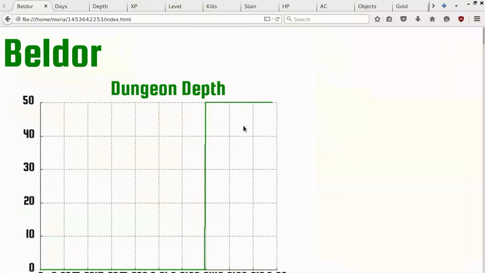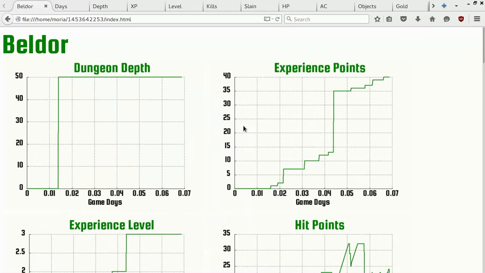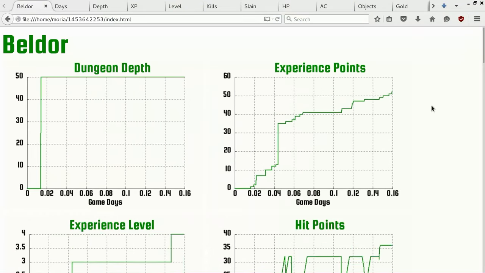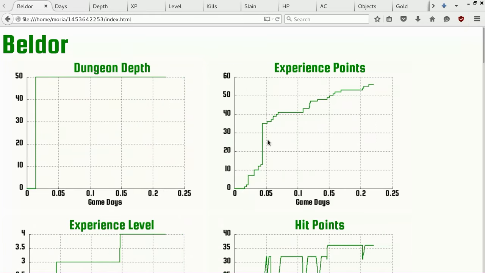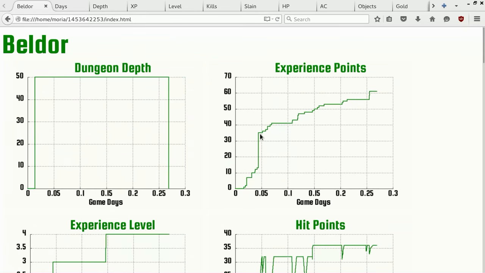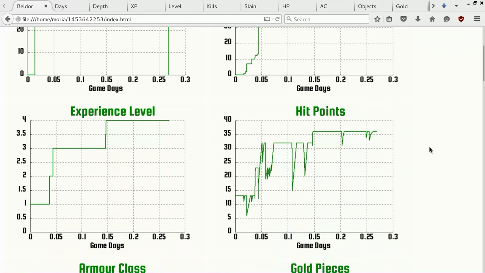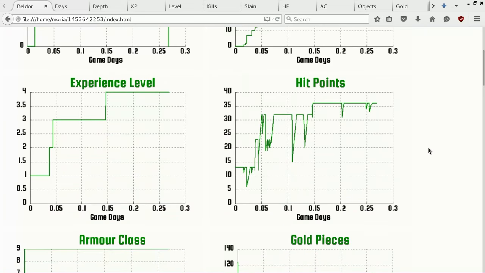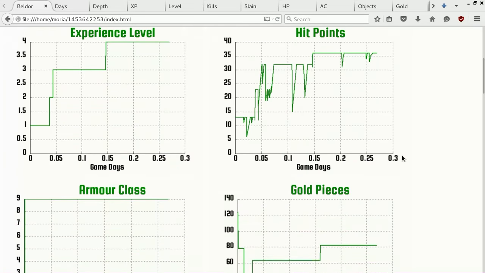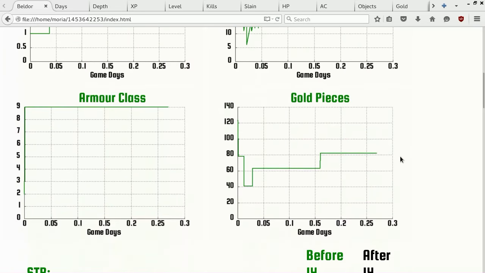Beldor. Whoa, that's big. That's better. Look at that. That was their black centipede right there. What did we get for him? Like 12? 35. So what's that? 23 points or so. Wow. Experience level up and up and up. Hit points. Pretty easy going.